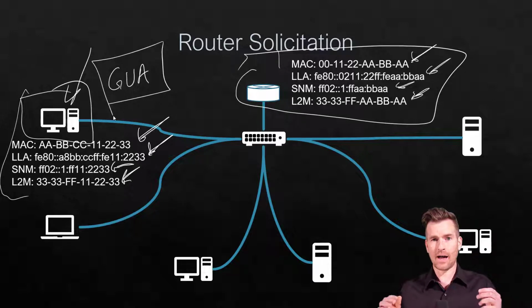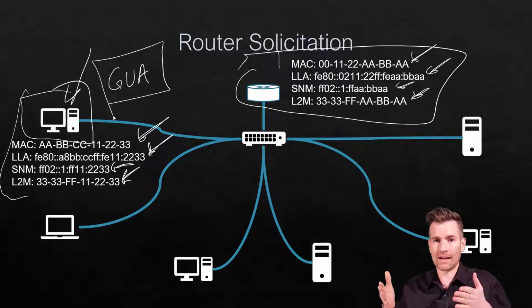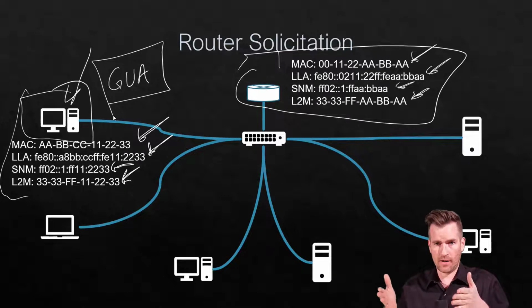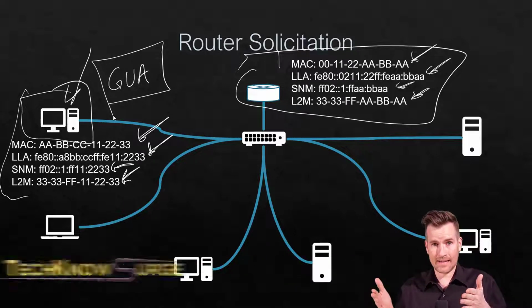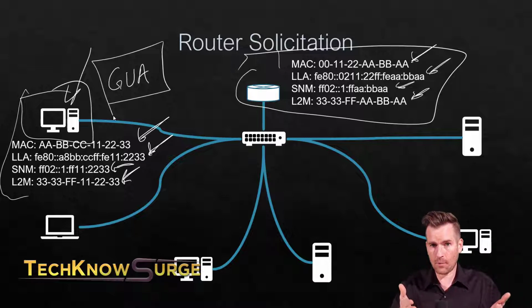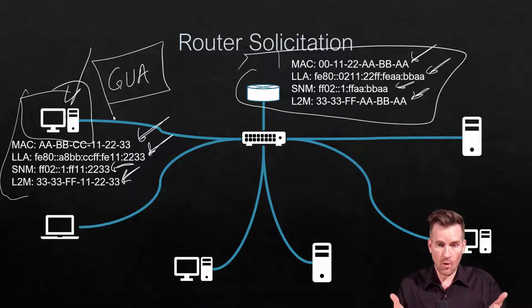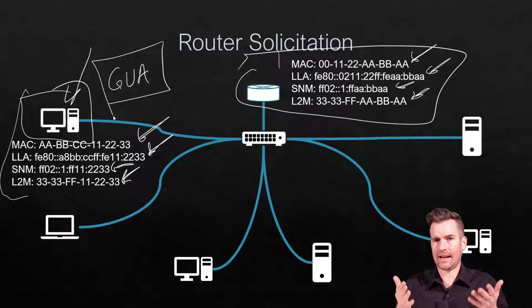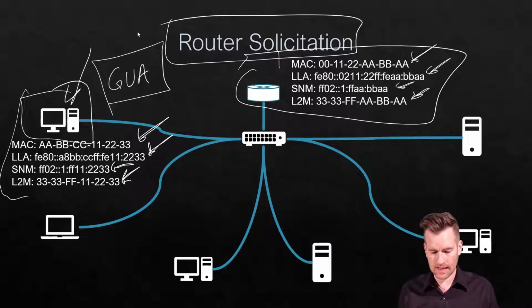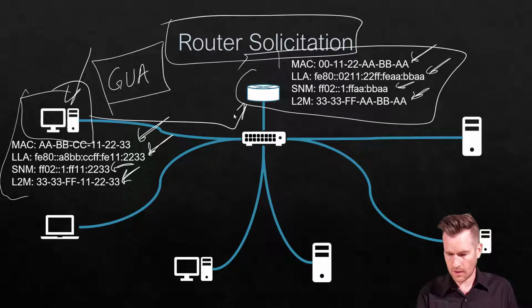And we've already talked about how it can automatically create the interface part of that GUA, the last 4 hextets of the address, but it needs to somehow come up with, or it needs to know what the first 4 hextets of the address are going to be. And one way it can do that is through Neighbor Discovery Protocol. What it's going to do is send out a router solicitation.